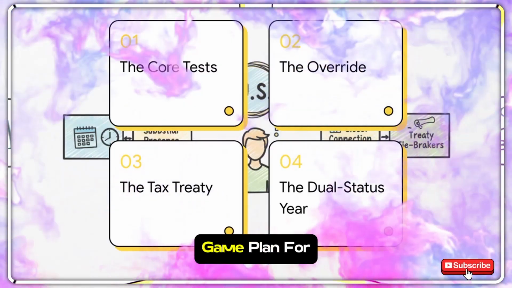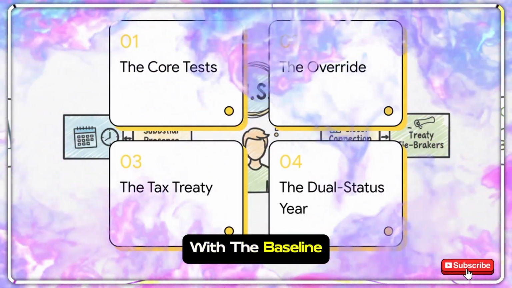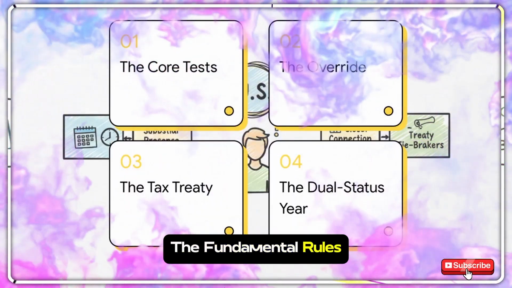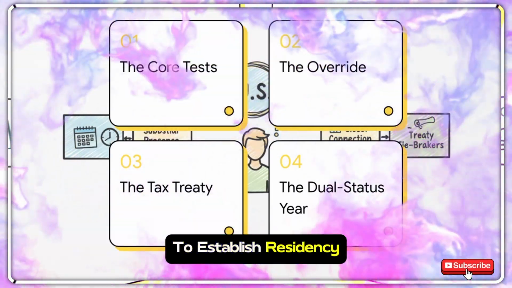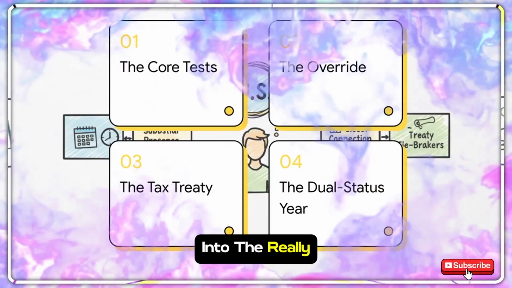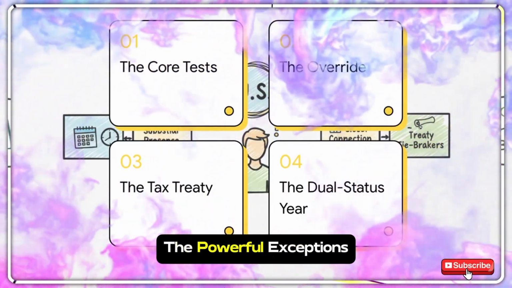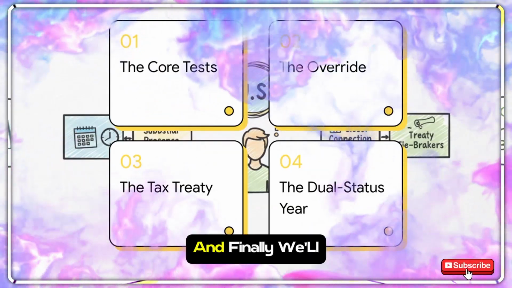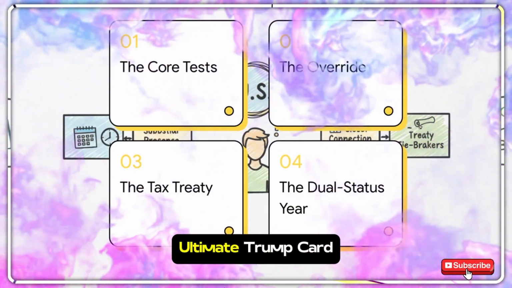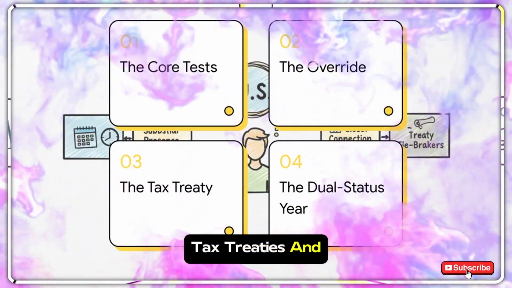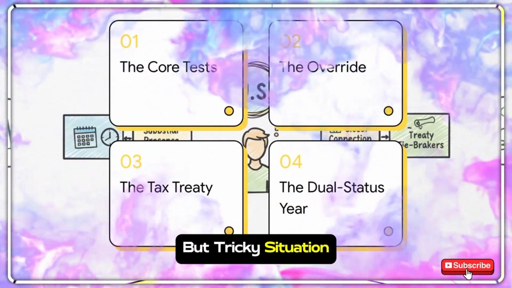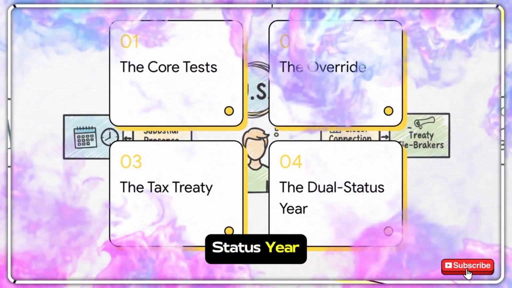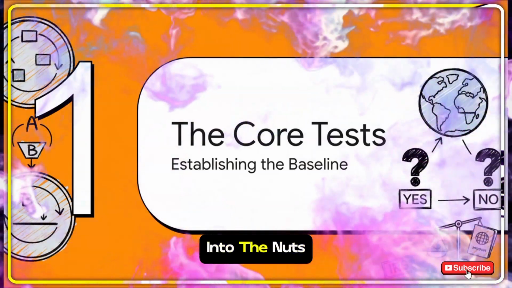So here's our game plan for today. We're going to start with the baseline test, the fundamental rules the IRS uses to establish residency. Then we'll get into the really interesting part, the powerful exceptions that can completely override those initial results. And finally, we'll talk about the ultimate trump card, tax treaties, and a super common but tricky situation called the dual status year.